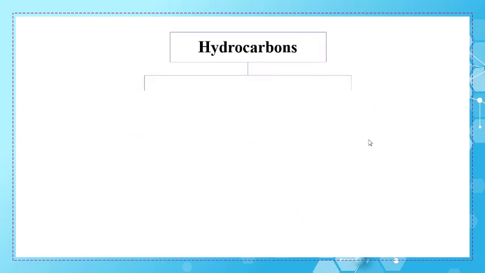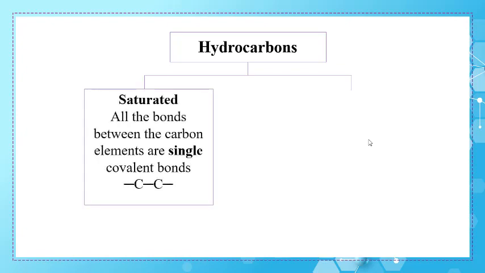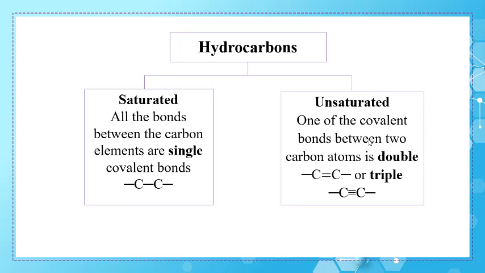Hydrocarbons can be classified into two groups. The first group is saturated hydrocarbons and the second one is unsaturated hydrocarbons. What is the difference between these two groups? First of all, saturated hydrocarbons are hydrocarbons where all the bonds between carbon atoms are single covalent bonds. But when we talk about unsaturated hydrocarbons, we have at least one double covalent bond or triple covalent bond. In this case, the hydrocarbon is said to be unsaturated.